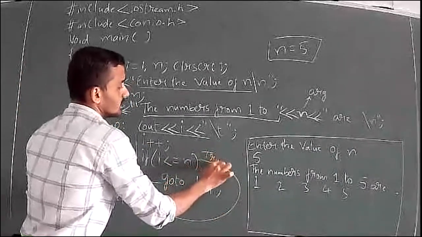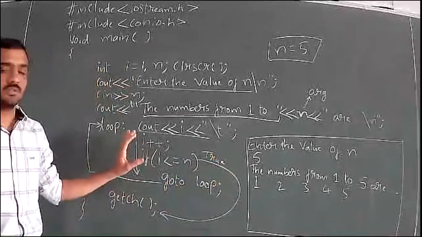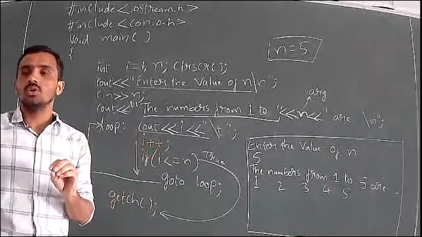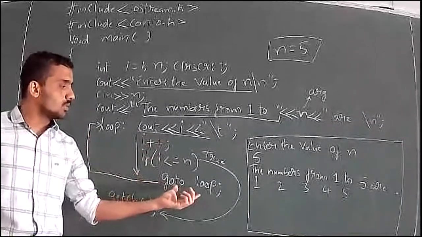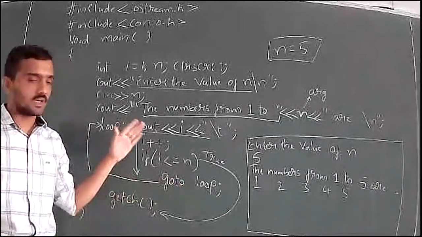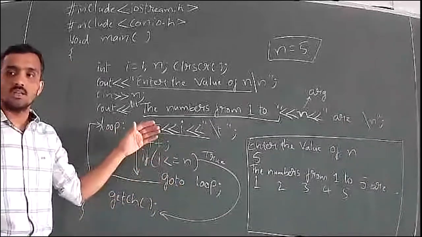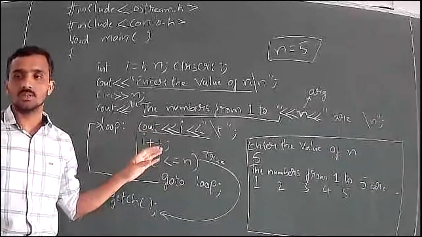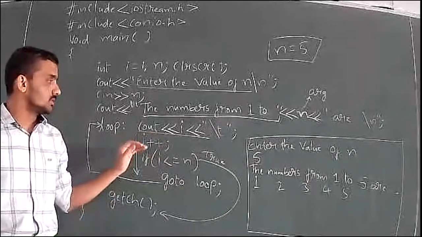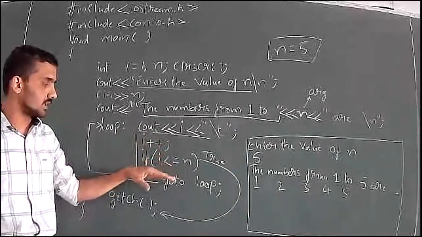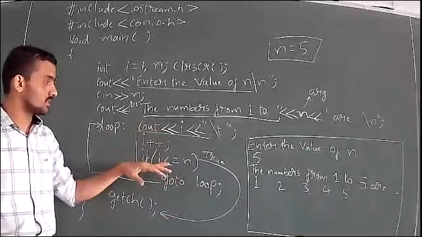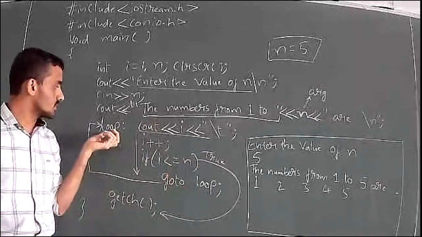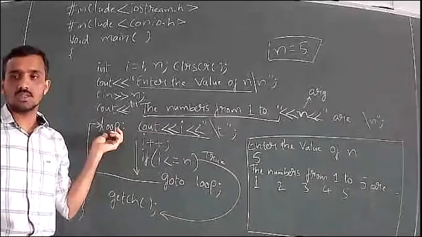This is not a looping statement, so don't get confused. Looping statements are while loop, do while loop, for loop. But when we use a goto statement, the program control moves back to the previous lines and starts executing again, so it acts like a loop. It is not a looping statement, but it acts like a loop. The statement i++ and the condition will be executed again, goto loop. In this way it acts like a loop. I used the word loop, but you can use anything; it is just an identifier.